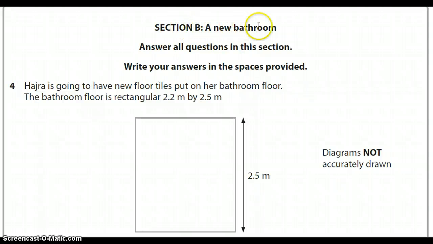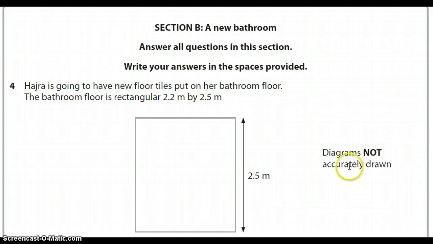Section B, a new bathroom. Answer all questions in this section. Write your answers in the spaces provided. Number 4. Hadra is going to have new floor tiles put on her bathroom floor. The bathroom floor is rectangular, that many M by that many M.